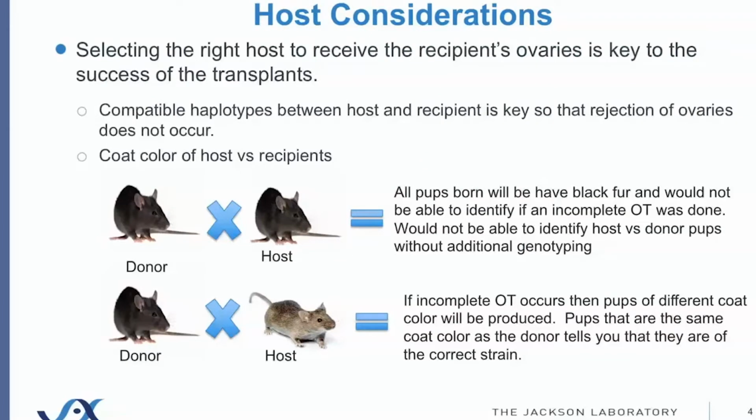If you don't have the option of a host that is of a different coat color, you would have to genotype all of your offspring to identify the segregating genotypes. So in our cases, we like to choose a host that has a different coat color, so that if incomplete OT does occur, pups that are the same color as the host are from the host mouse, and the ones that are the same coat color as the donor are of the correct strain.